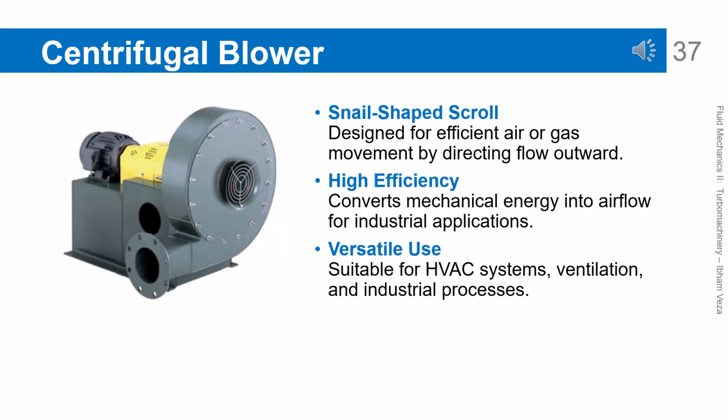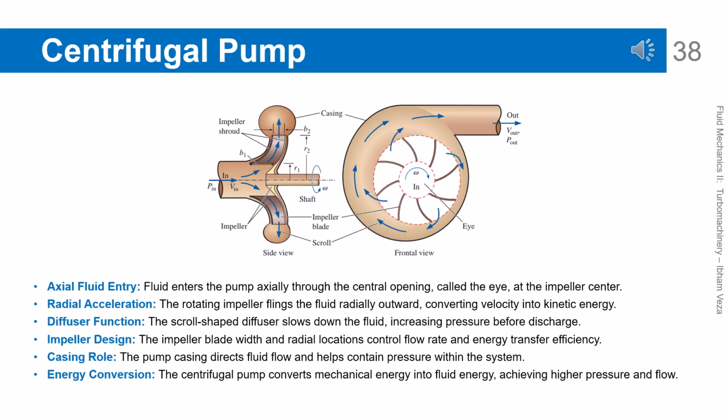Mechanical energy from the motor is converted into kinetic energy and pressure in the airflow. This equipment is widely used in HVAC systems and industrial processes. Its design allows large volumes of air with good directional control. The working principle is very similar to a centrifugal pump for liquid fluids.